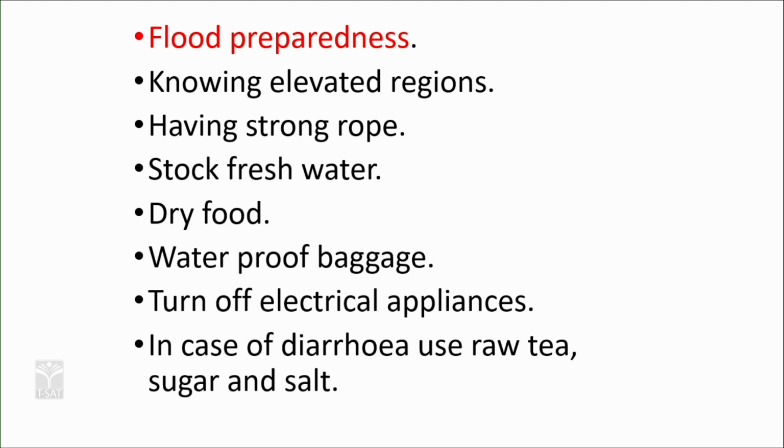So, for example, in the case of flood preparedness, now you have come to know the reasons for the occurrence of floods. When you know the elevated region in your place, you can escape to that place to save yourself. Have a strong rope so that it can help somebody else to be saved. Stock fresh water, dry food and waterproof baggage, and turn off electrical appliances before leaving the house so that you can avoid short circuiting. In case of diarrhea, use raw tea, sugar and salt, so that the salt and mineral content in your body is maintained. Avoiding diarrhea is part of flood preparedness.